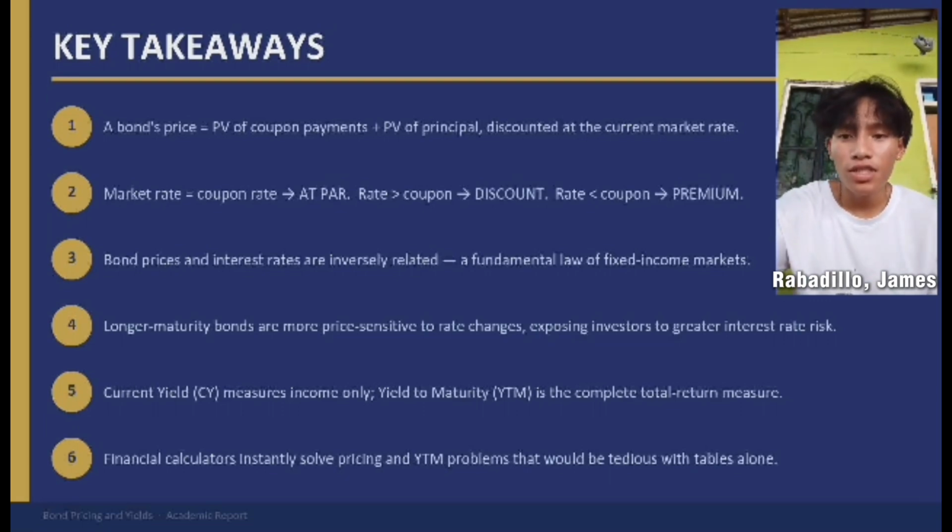And number 5 is current yield and yield to maturity. Current yield measures income only while yield to maturity measures total return. So this means current yield only looks at yearly interest income, and yield to maturity includes interest payments, bond price changes, and the final payment at maturity.